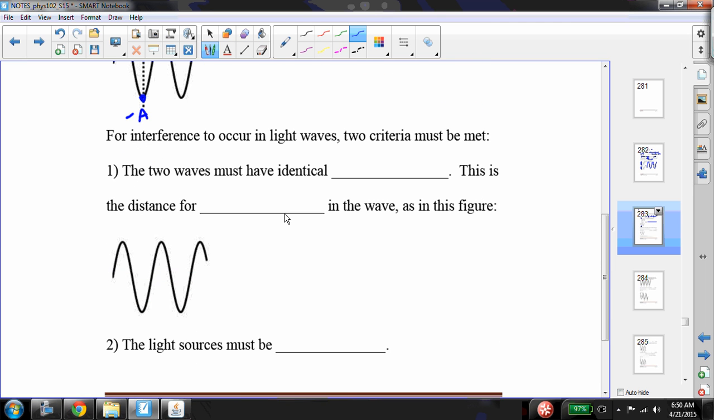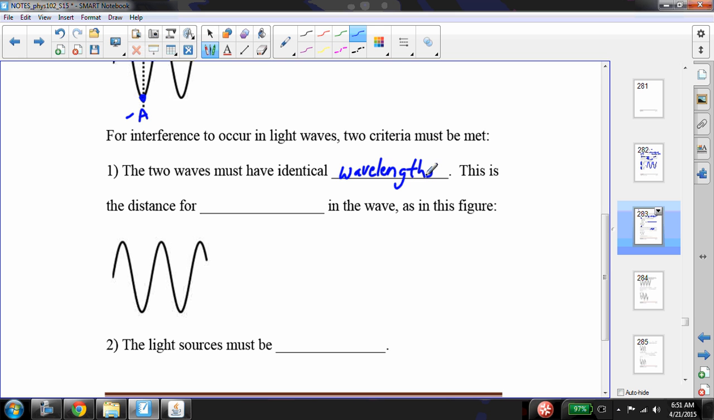All right, for interference to occur in light waves, two criteria must be met. The two waves must have identical wavelengths. And this is actually not for interference. You can have interference occur between waves of different wavelengths, but in order for total destructive or total constructive interference to occur, they have to have identical wavelengths.